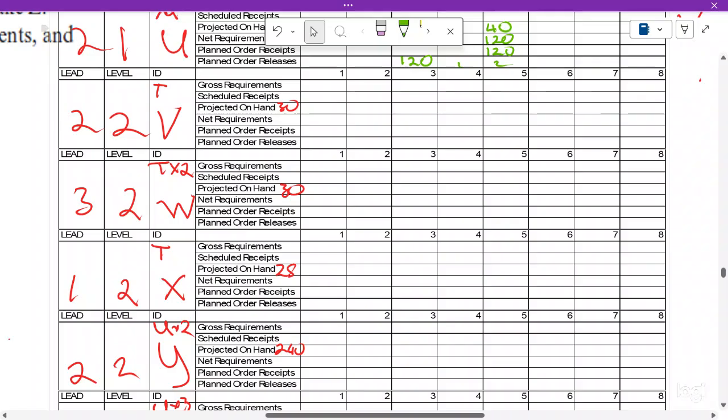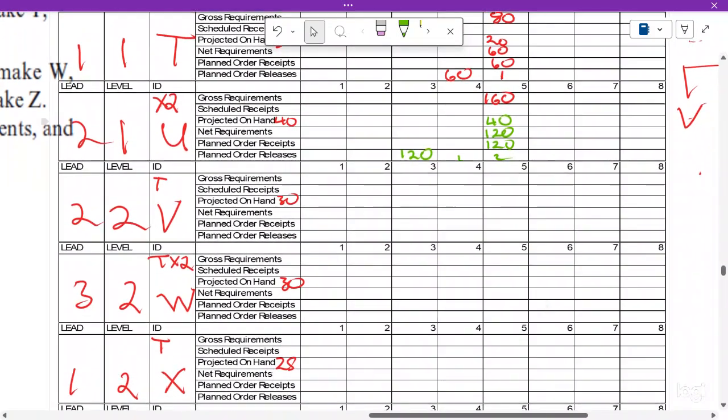We are now on B. It is being fed from T. V is being fed from T. You go look for T, you highlight it.